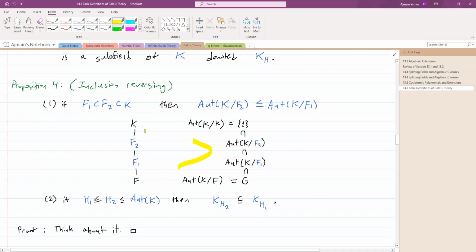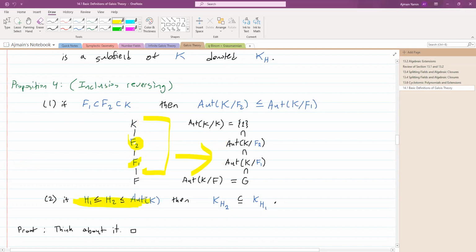The reason for this is that you're looking at automorphisms of K that fix F. And if you have an automorphism of K that fixes F2, then that's automatically an automorphism of K that fixes F1. So if you have something in here, it's automatically in here. Because if you fix F2, then you're also fixing F1 because F2 contains F1. So that's this forward direction.